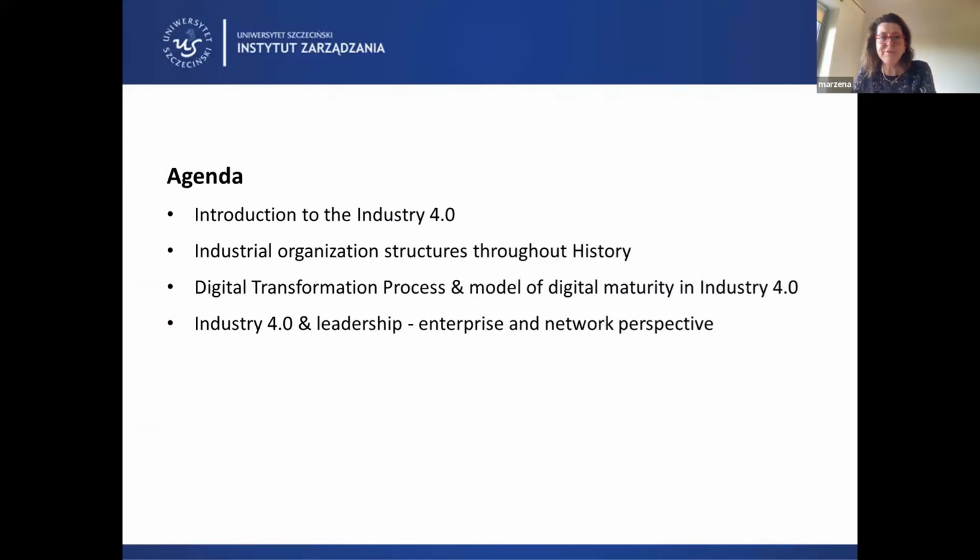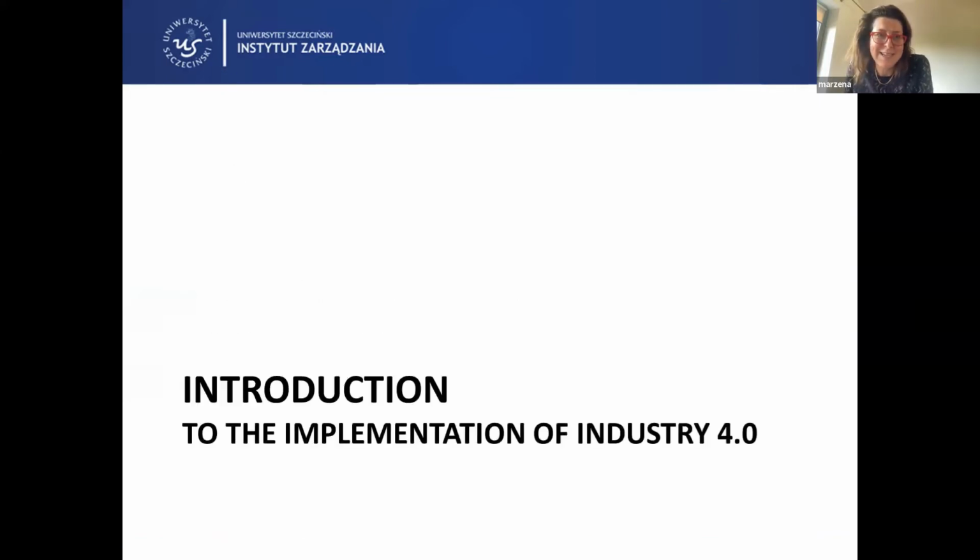Thank you. The brief agenda for this presentation is: introduction to Industry 4.0. Then I will talk about industrial organization structure through history. Then we will pass to the digital transformation process and the model of digital maturity of Industry 4.0. And finally, we will discuss the topics of leadership in Industry 4.0. Okay, so we will start with the introduction.